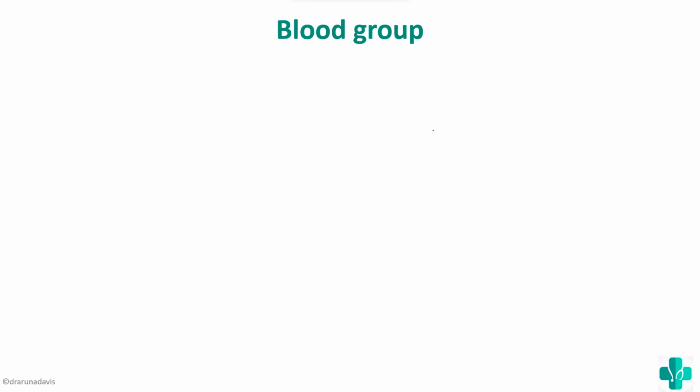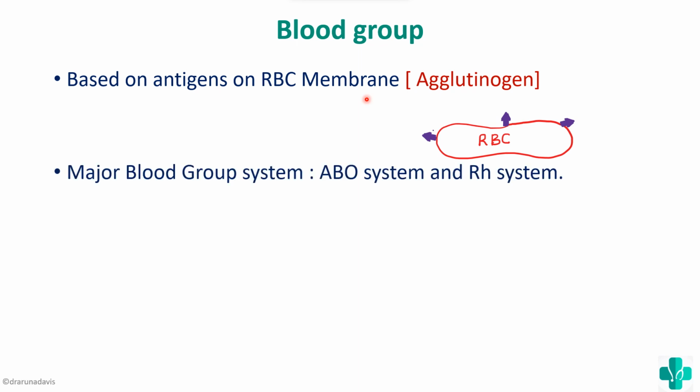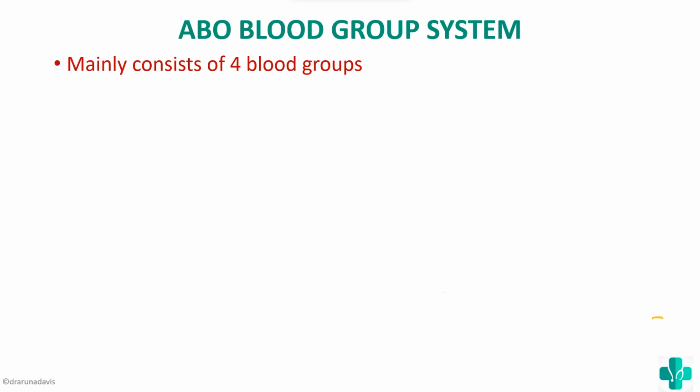Okay. So first of all, what do I mean by these blood groups? Blood groups are defined based on the antigens that are present on the RBC membrane. Based on what antigens are present, we determine what blood group they belong to. The major blood group systems are the ABO system as well as the RH system, whereas the minor blood group systems are P system, MN, Lewis, Kell, Kidd, Duffy as well as the Lutheran system. We are concerned mainly about the ABO and the RH system. So now we will see more about the ABO system.